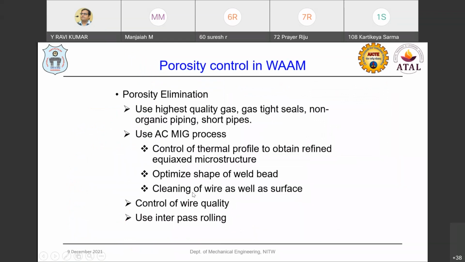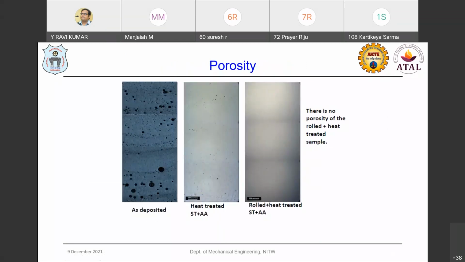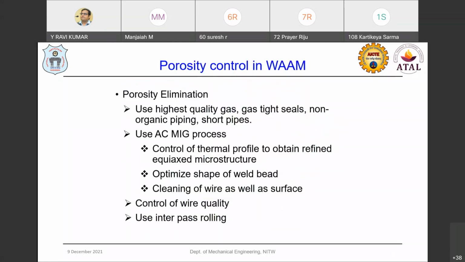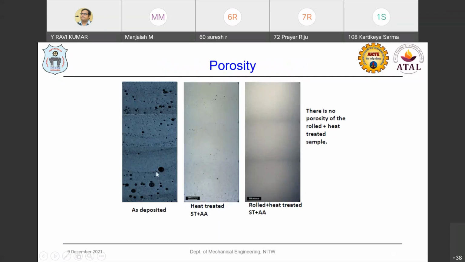Also, the process control in the VAM process uses the MIG control process, and how to eliminate the porosities, because gas porosities are the most common problem in wire feeding systems in the VAM process. When you are using wire, one of the researchers, William Stewart, addressed this by interpass rolling. As deposited, you can see how much porosity there is, and with heat treatment as well as interpass rolling and heat treatment, we can negligibly reduce the porosity in the VAM components.